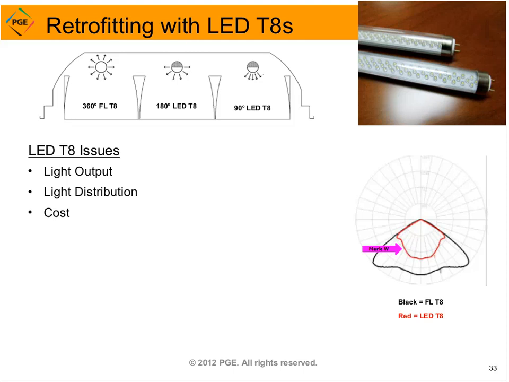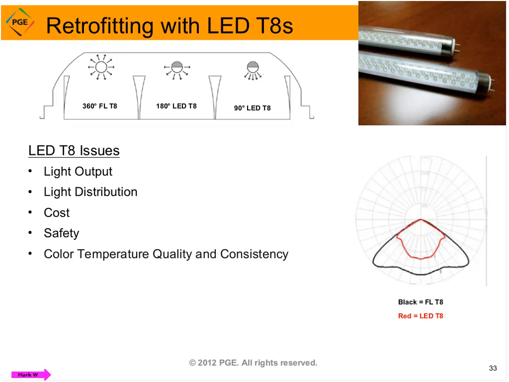Cost, we'll talk about that first. Fluorescent T8s cost about $5. These LED T8s can be $50 or more. Safety is an issue. While you can get UL approval for the lamps, there can still be retrofit installation issues, and you may or may not bypass the existing fluorescent ballast. There's an issue with color temperature quality and consistency with LED T8s. And a lot of the early LED T8s had premature failure when tested, but they are getting better.